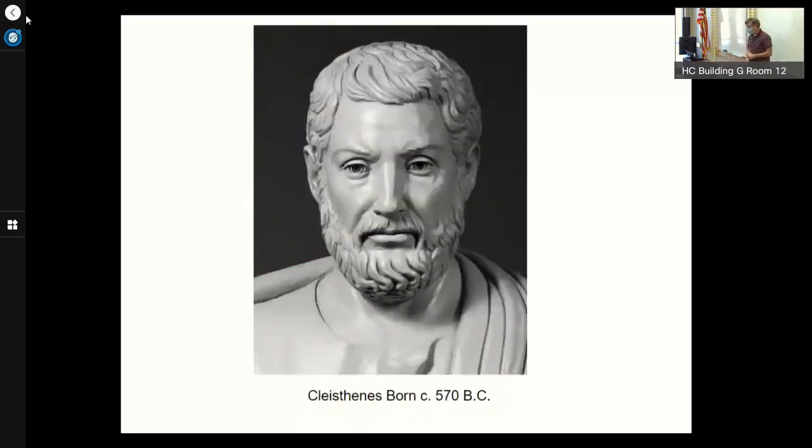Along comes Cleisthenes. And no, none of these names get easier to spell. And they're all just a bunch of burly-looking Greek dudes. And so, pick one. They all pretty much look the same.